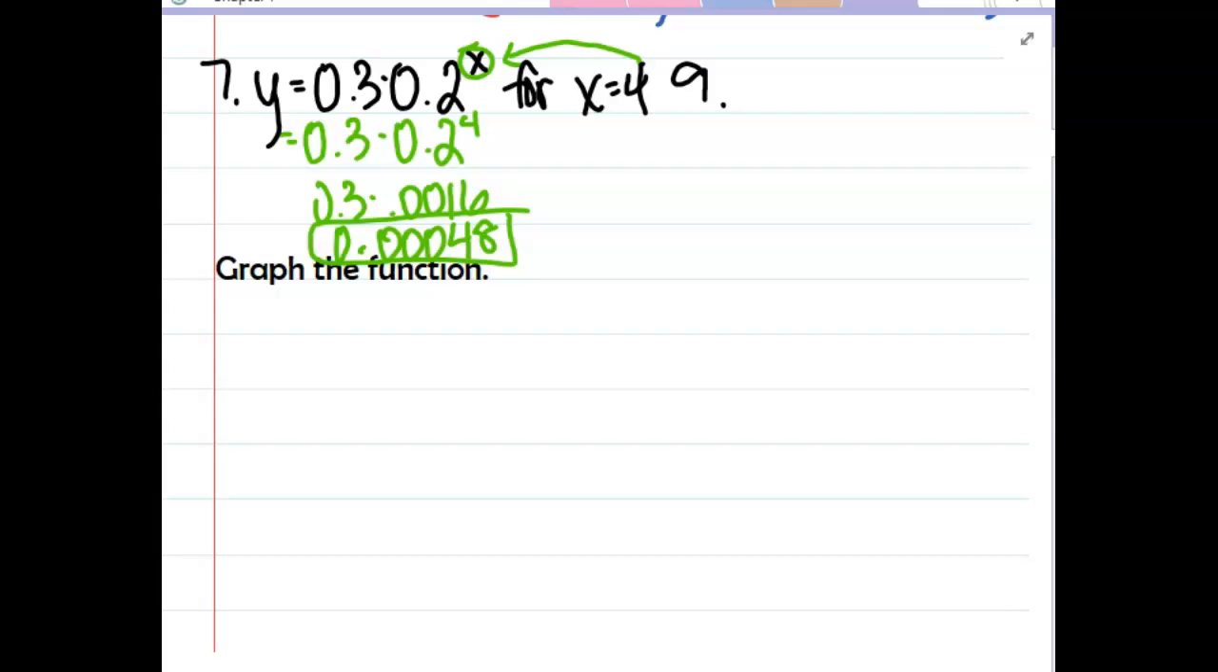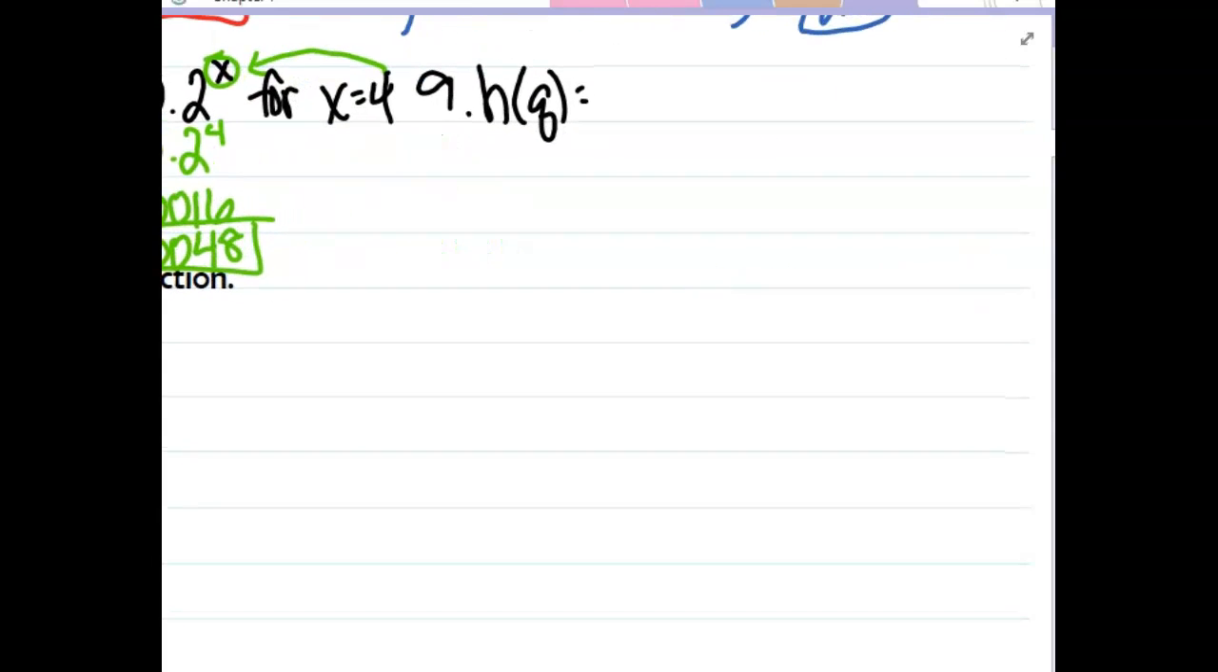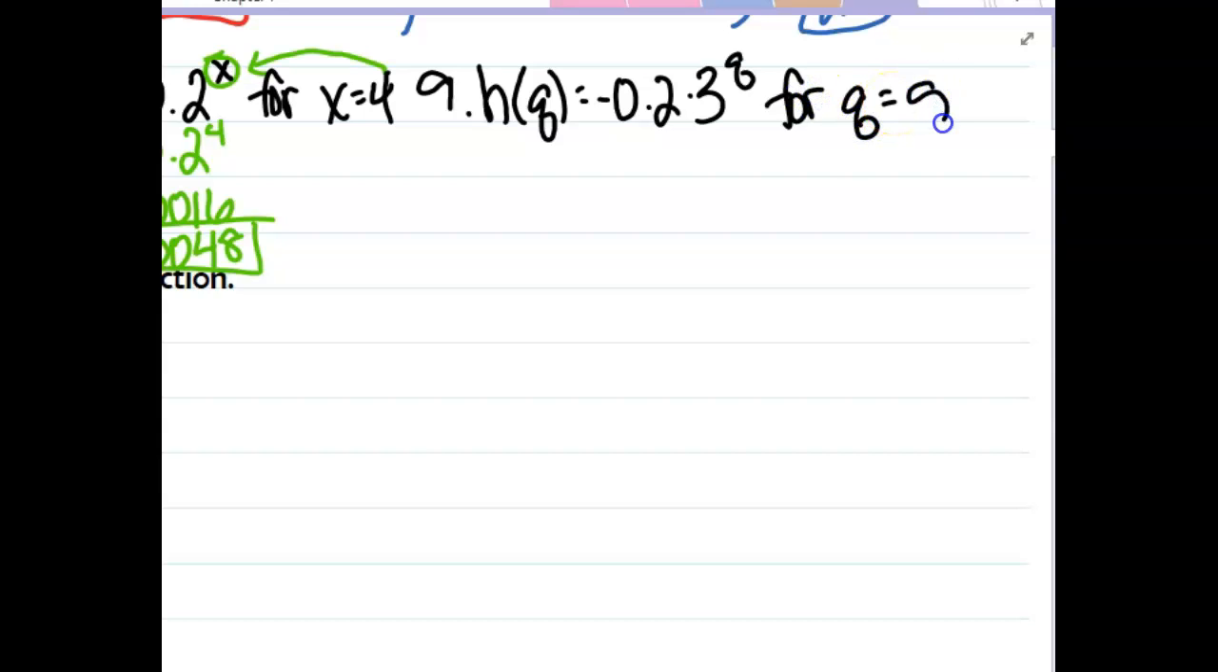Okay, last one of these, number 9. Okay, this time, my function is going to be h of q. h of q. Now, before I even give you the function rule or what we're plugging in, notice the function in here is h. And this time, I'm plugging in q's, not x's. And my function rule here is negative 0.2 times 3 to the q. Notice this time in my function rule, there's not an x, it's a q, because that's what my function rule tells me. And we are going to evaluate for q equals 5.